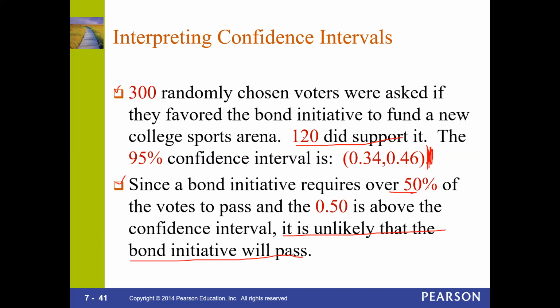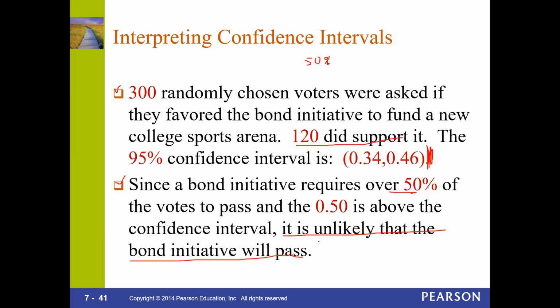So read that one again. Here they wanted over 50% to pass the bill, but because your interval is below 50%, it's not going to pass. So that's an interpretation of it. Take your time to read this one carefully in the exam, because you sometimes need the interpretation.